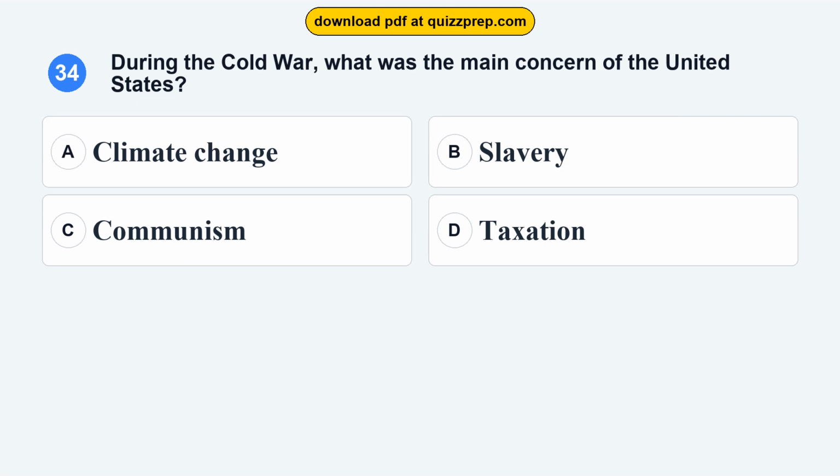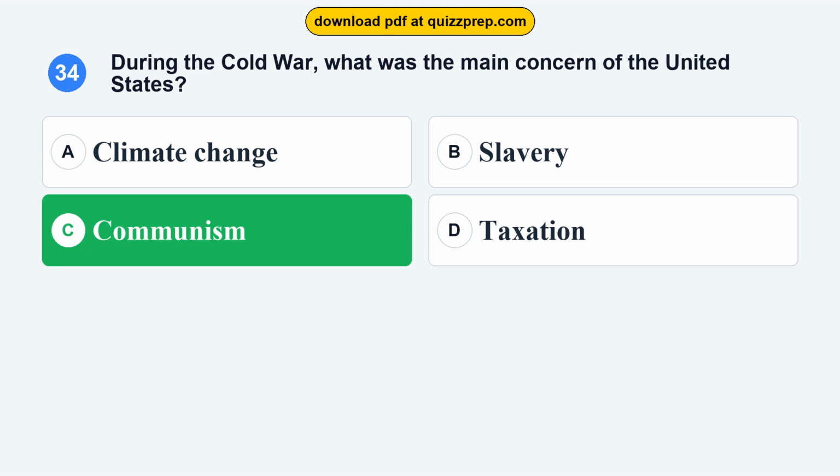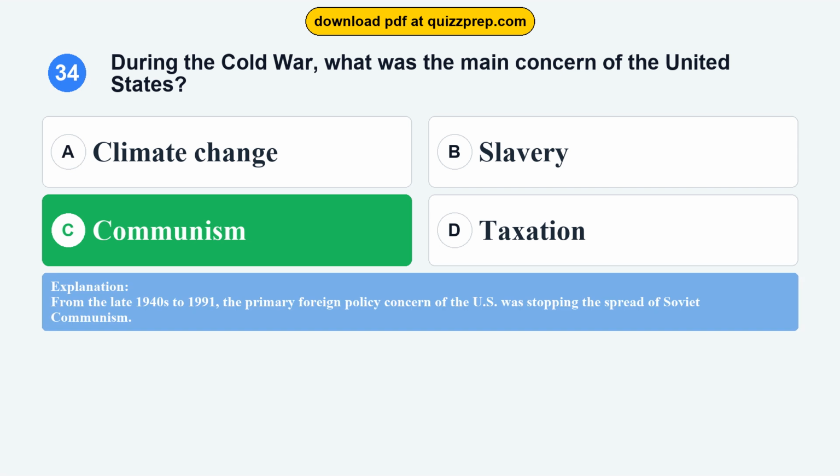Question 34. During the Cold War, what was the main concern of the United States? Option A, climate change. Option B, slavery. Option C, communism. Option D, taxation. The correct answer is option C, communism. From the late 1940s to 1991, the primary foreign policy concern of the U.S. was stopping the spread of Soviet communism.